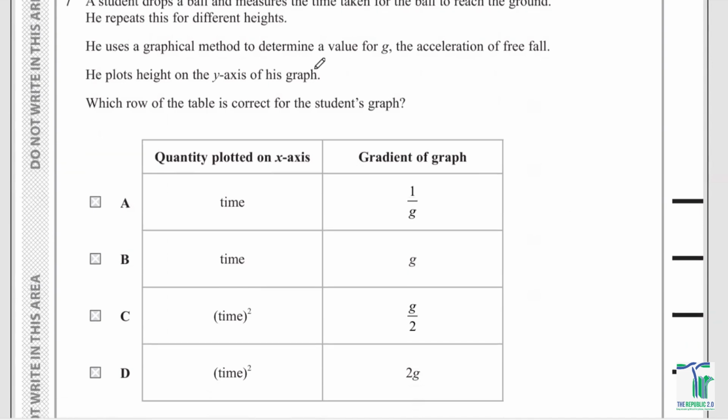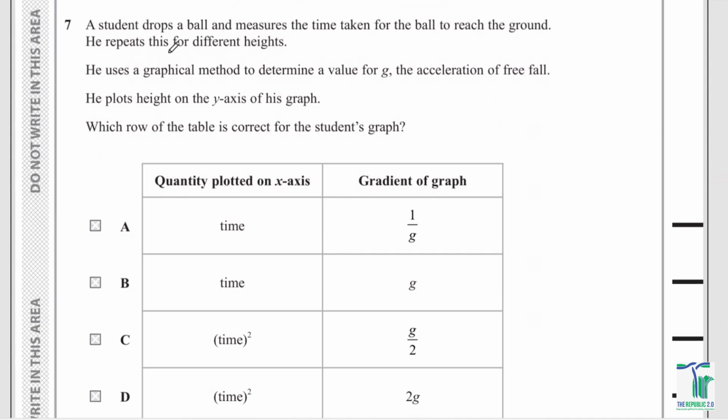Now, a student drops a ball and measures the time taken for the ball to reach the ground. He repeats this for different heights. He uses a graphical method to determine a value of g, the acceleration of the free fall. He plots height on the y-axis. For example, you got height on the y-axis. Which row of the table is correct for the student's graph?